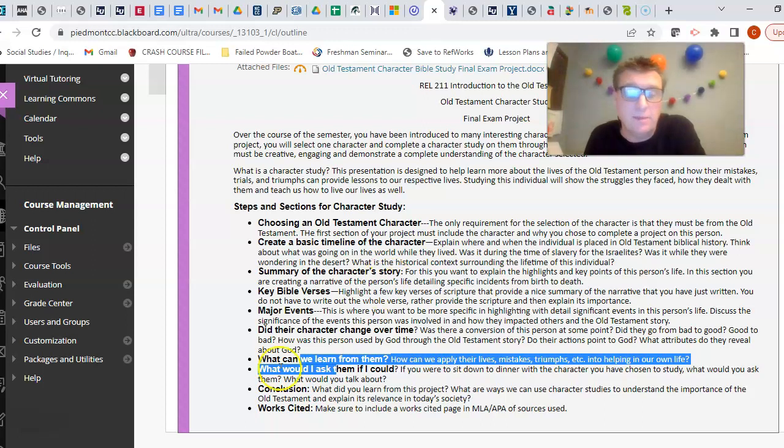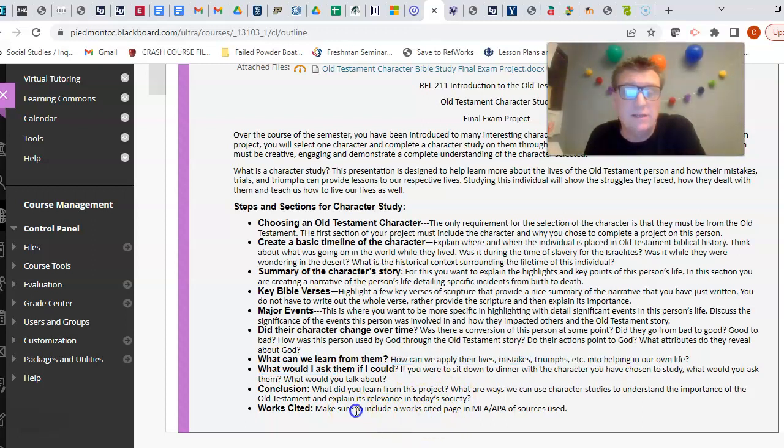So make it detailed. You definitely need to include a works cited page. My recommendation is, in addition to the Bible and your textbook, that's two. You probably want to try to find at least three more sources, so a total of five citations.